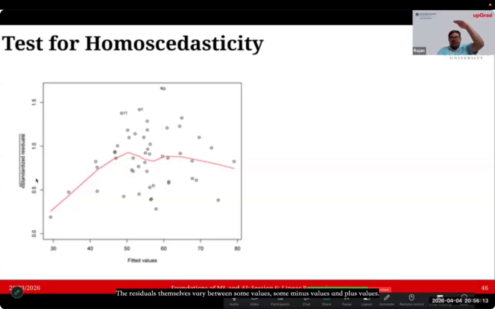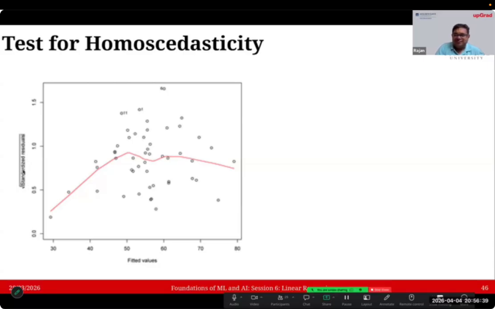This is a two-stage process. The residuals themselves vary in some values, some minus values, plus values. In this case, we build a model for the probability and find the standard score for each of the residual values. Take the absolute value. Then take the square root of it. I do not know why we have to do the square root. Take the square root of the standardized residual.